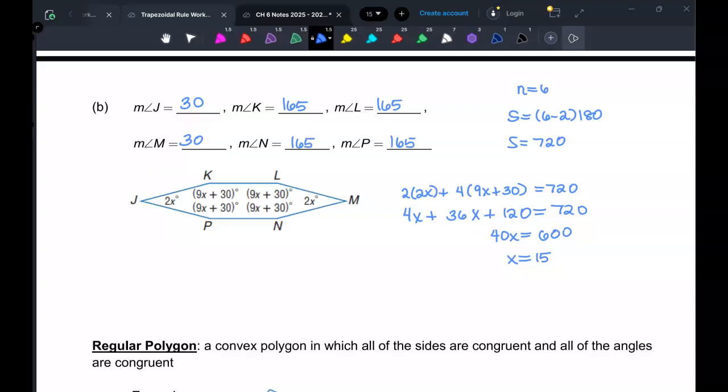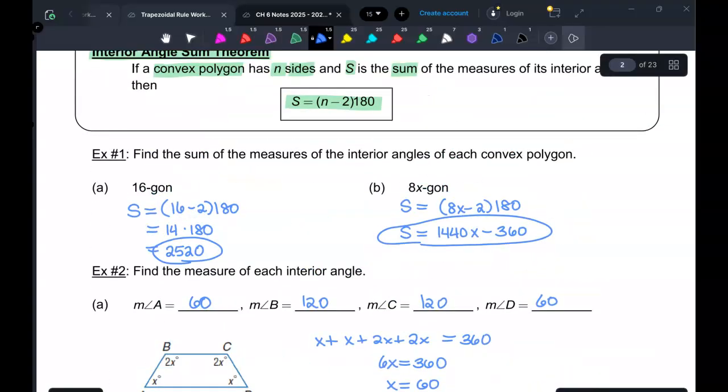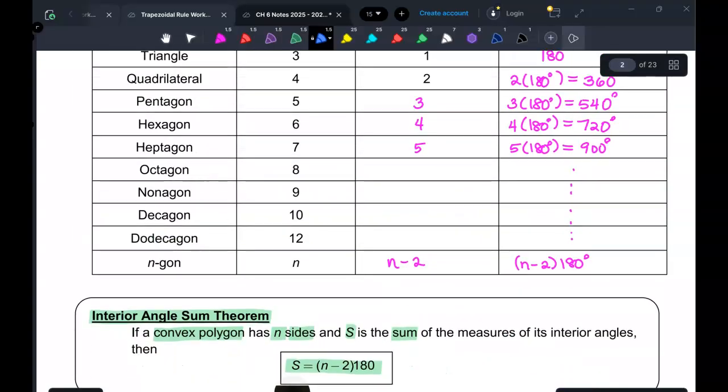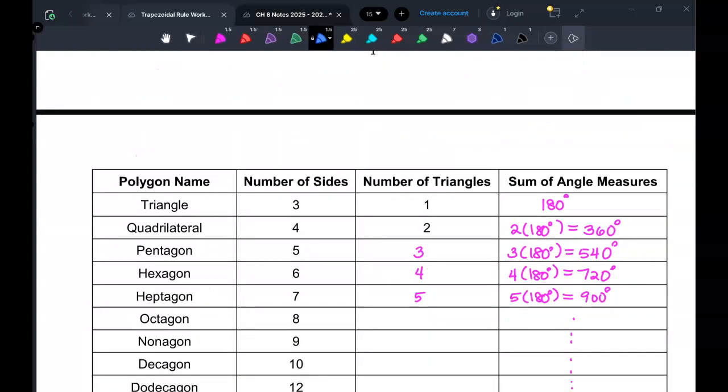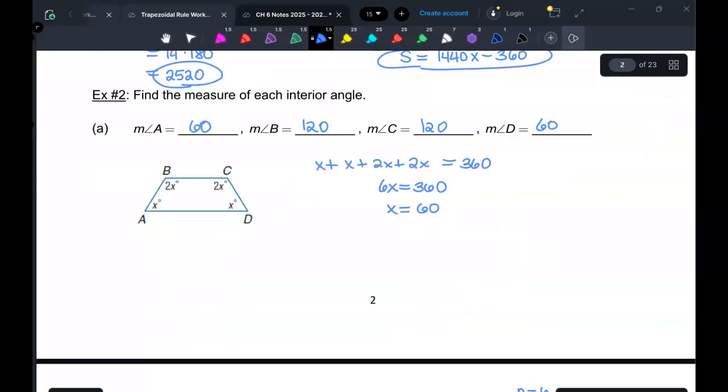So basically if I had a pentagon and I had a whole bunch of different angles, how are you going to find the sum? You would add them all together and set it equal to 540, right? Well, because 5 minus 2 is 3. 3 times 180 is 540.